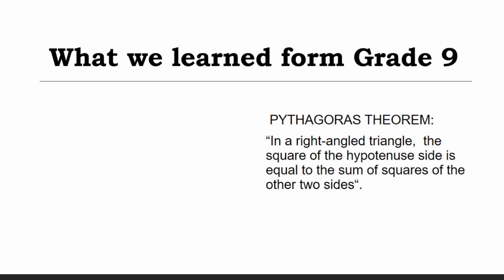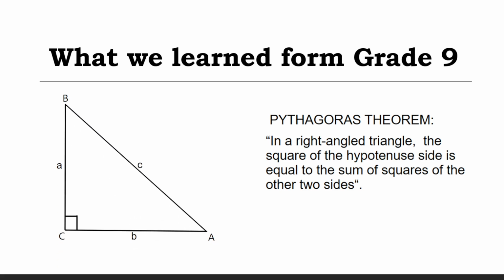Now, Pythagoras theorem states that in a right-angled triangle, the square of the hypotenuse side is equal to the sum of the squares of the other two sides. That is, c squared equals a squared plus b squared.